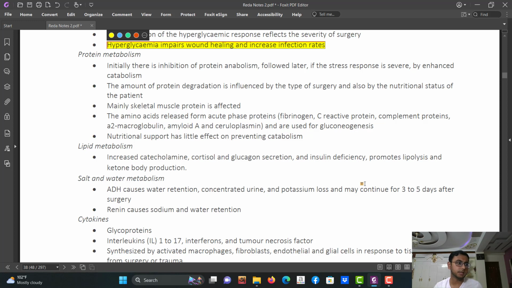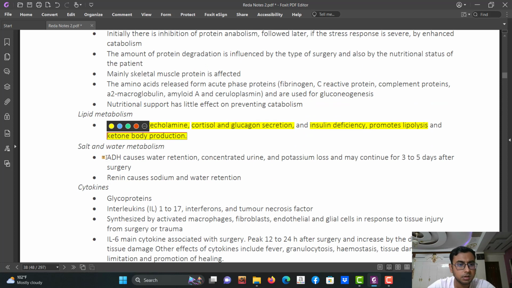And in case of diabetes mellitus, a patient sometimes becomes cachectic due to excessive catabolic effect, and there is no or reduced anabolic effect due to absence or reduced presence of insulin. Increased catecholamine, cortisol and glucagon secretion and insulin deficiency promote lipolysis and ketone body production.